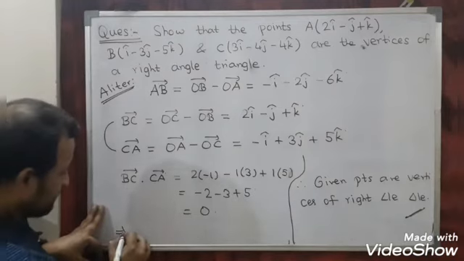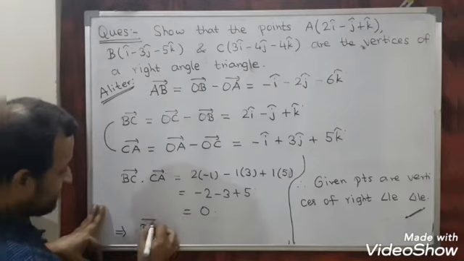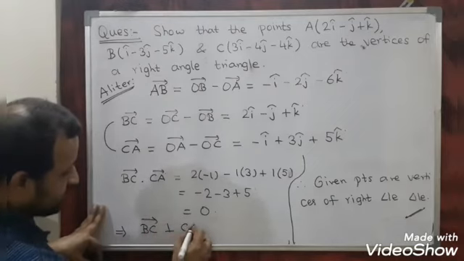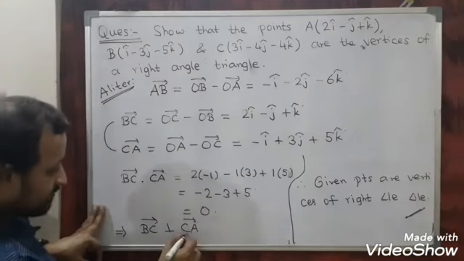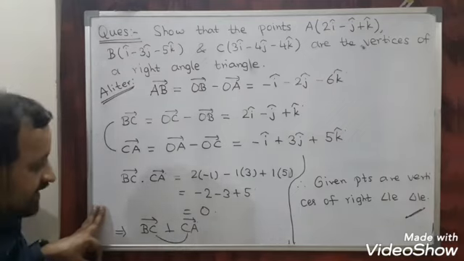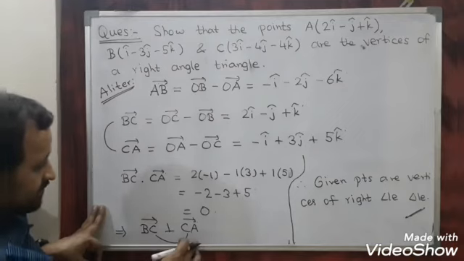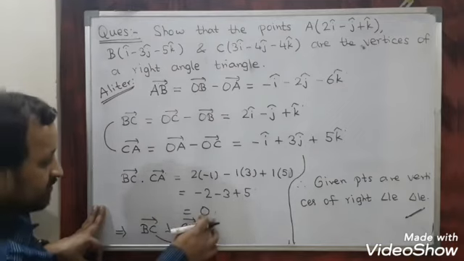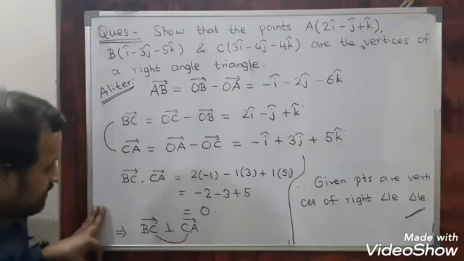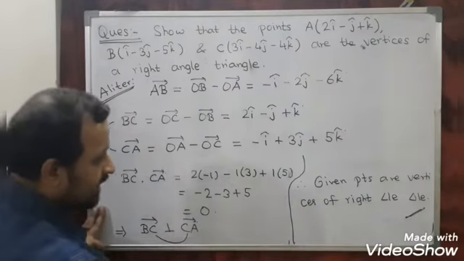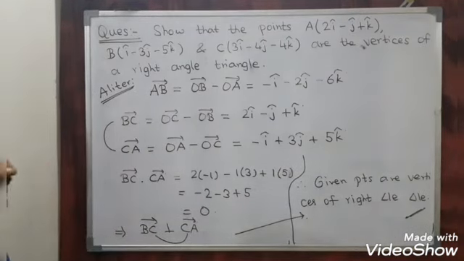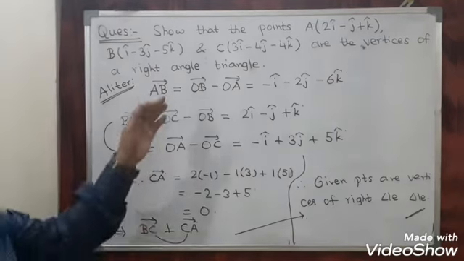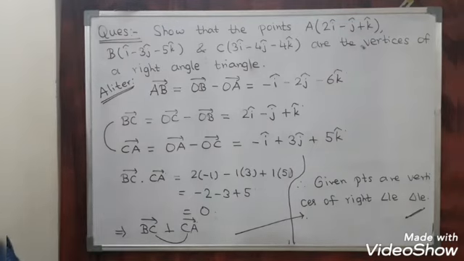It implies, can I say BC vector is perpendicular to CA vector or not? And C is common here. That means the right angle is at which point? At C. So since the dot product is 0, we can say that the two vectors are perpendicular. Therefore, given points are vertices of a right angle triangle. This way also we can check whether the given points are vertices of a right angle triangle or not.